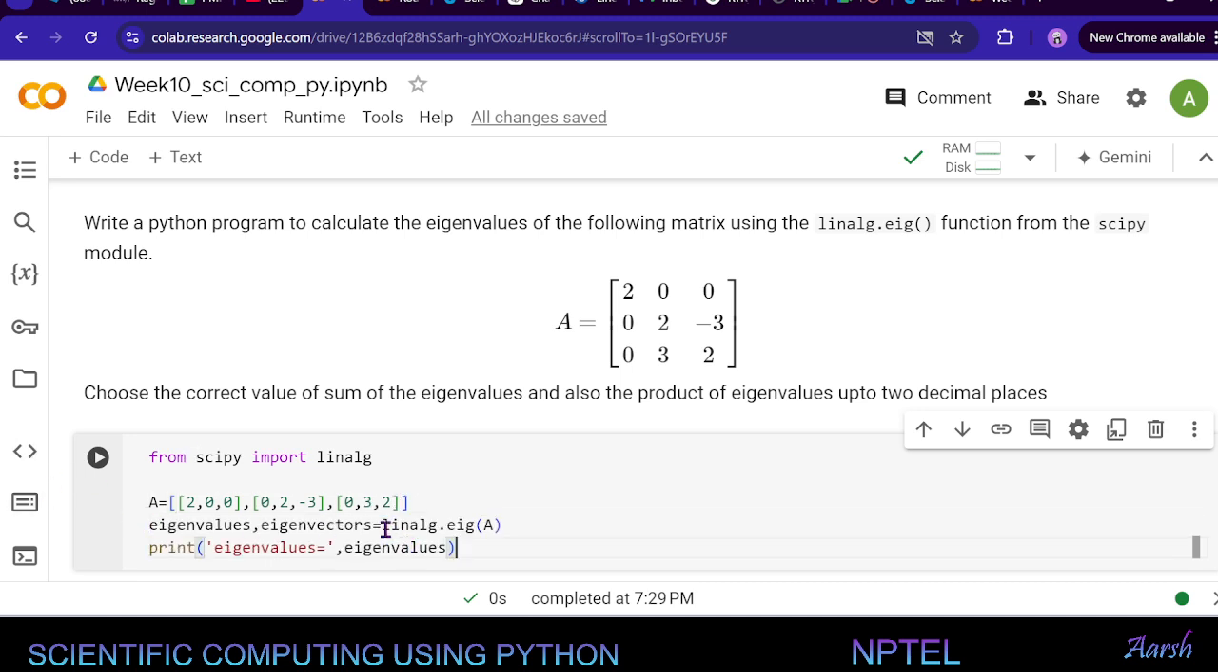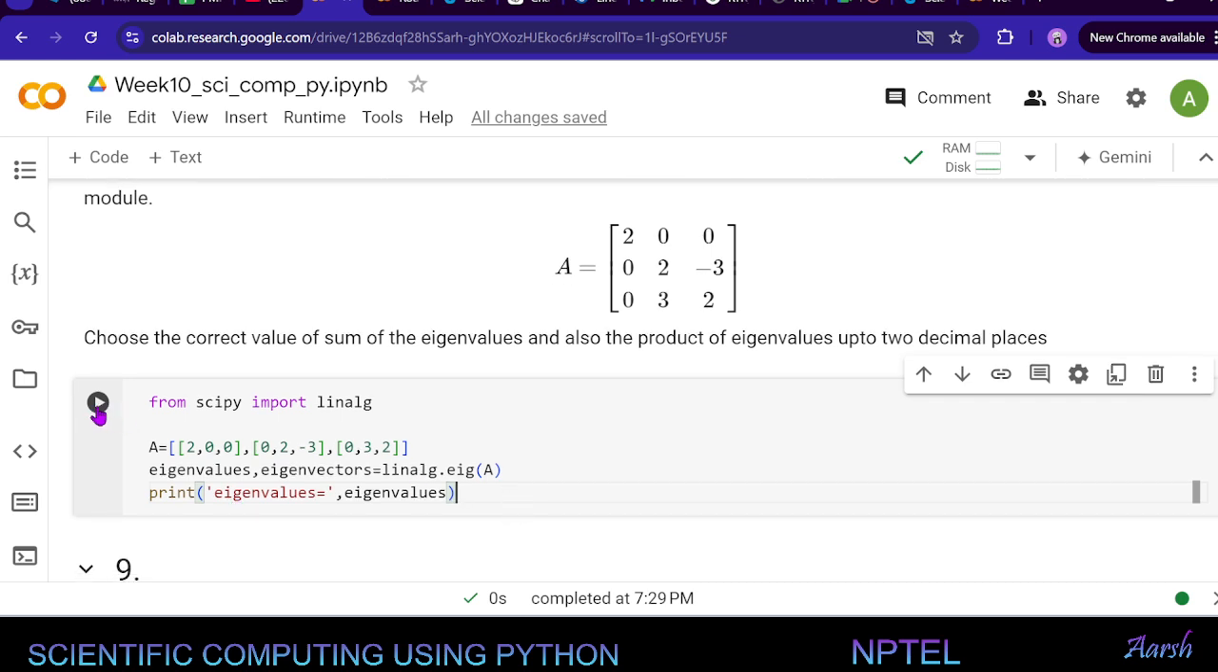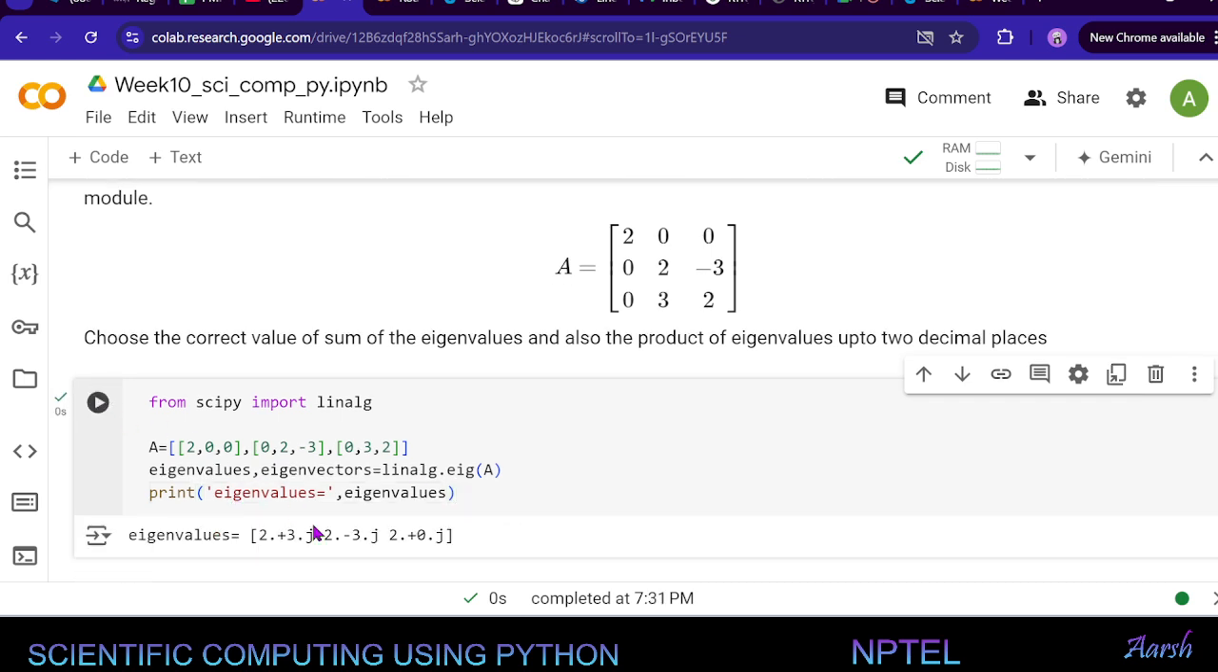And then we are using linalg.eig, this function of A. So it does not just give eigenvalues, it also gives eigenvectors. So it gives a tuple with 2 elements. The first one is an array of all the eigenvalues, the second is an array of all the eigenvectors. So we can write eigenvalues, eigenvectors equal to this. So all the eigenvalues will be stored in this array and the vectors will be stored in this array. And then we can print the eigenvalues. So let's do that.